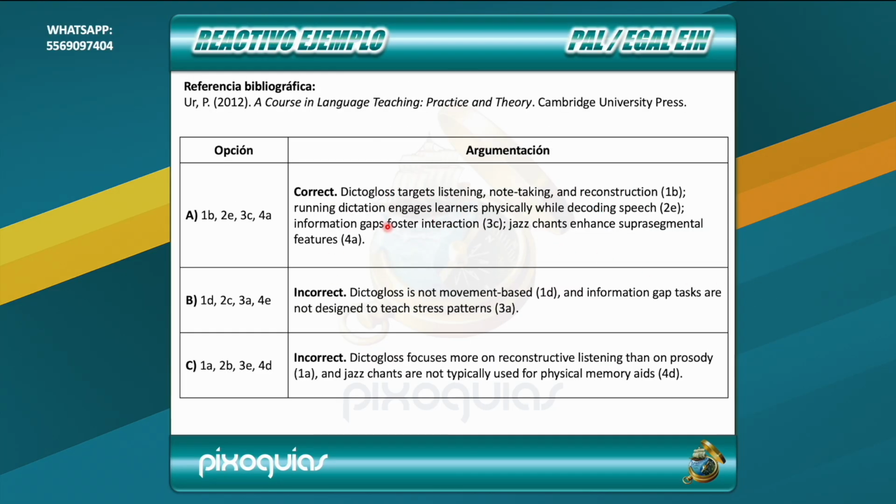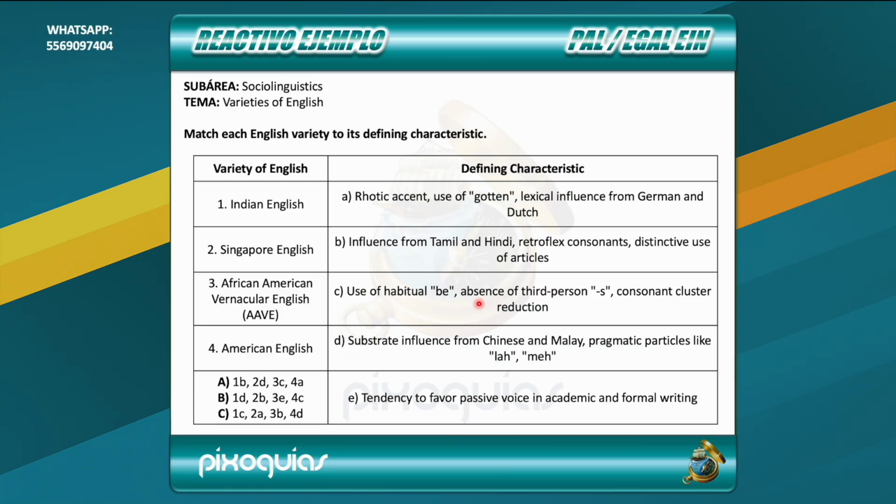The match is correct because dictogloss targets listening, note-taking, and reconstruction. Running dictation engages learners physically while decoding speech. Information gaps foster interaction. Minimal pairs enhance suprasegmental features. While B and C are incorrect.